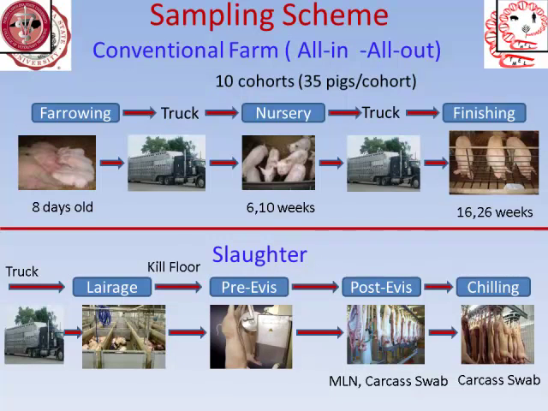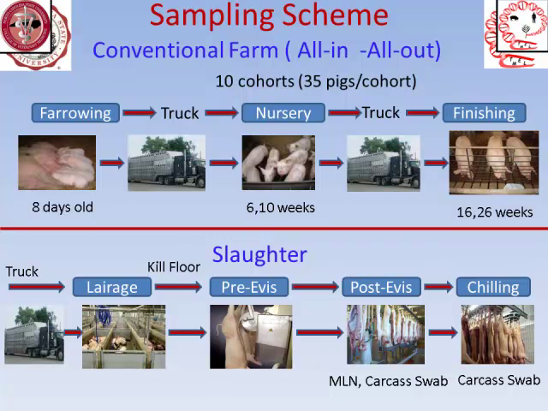So what we did is we had 10 cohorts of pigs. We have 35 pigs per cohort. And we ear tagged these pigs when they're at the piglet stage, because we wanted to sample the same pig as it moved through a production system all the way to slaughter. So basically, we wanted to see the dynamics of these different pathogens within a cohort of pigs as it moved from one farm to the other farm. As a consequence of that, we sampled the pigs at 8 days, 6 weeks, 10 weeks, 12 weeks, and 26 weeks of age. The last sampling was done 24 hours before they go to slaughter or processing.